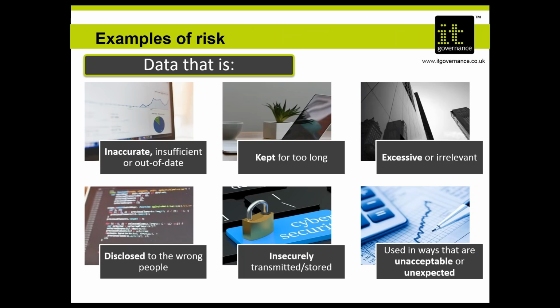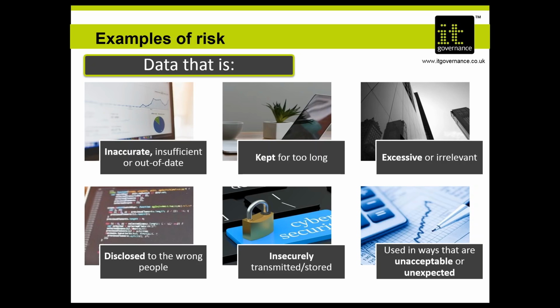So what types of risk are we thinking about when we're looking at GDPR at personal data? If you think about, for instance, data that's inaccurate, insufficient, or out of date, that's a typical risk, because it means that somebody's information might be sent to an address where they're no longer living, which means it will be made available to people who don't have the right to see it. Or if you've got the wrong address for somebody, you won't be able to send them the information they need as and when they need it.